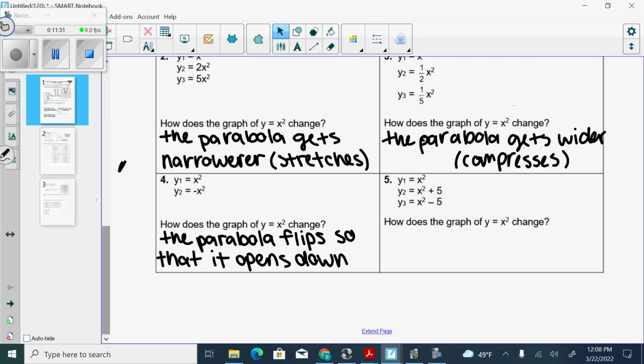So normally it opens up like this. What that did is flip it down so that it opens in the downward direction. Okay? This is often referred to as reflecting across the x-axis. So if somebody tells you that your graph has been reflected across the x-axis, this is what they did. They just flipped it over. So reflected across x-axis. Okay?